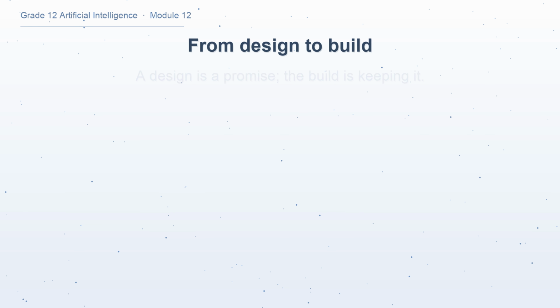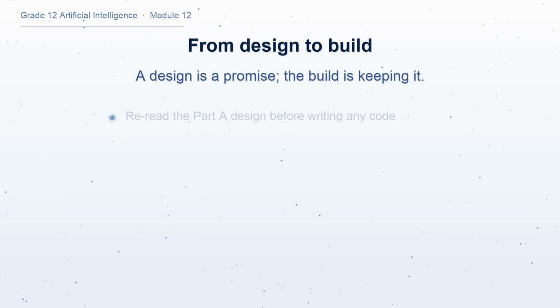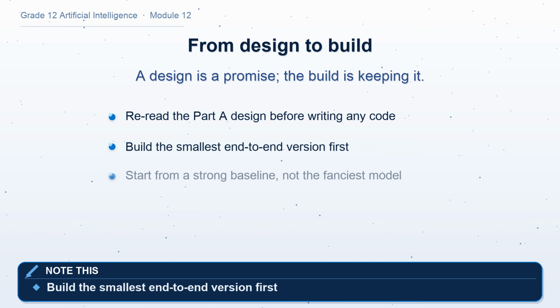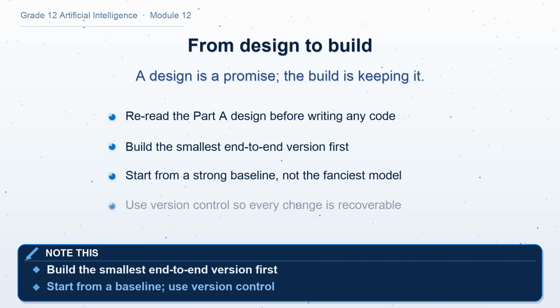Building begins by rereading your Part A design, because the design is the promise the build must keep. Resist the urge to build everything at once. Make the smallest version that runs end to end, from a maize-leaf photo all the way to a predicted label, even if it is rough. Start from a strong, simple baseline rather than the fanciest model, so you have something honest to beat. Put your work under version control so every change can be traced and undone. And build the data pipeline before the model, because a model is only as good as the data feeding it.